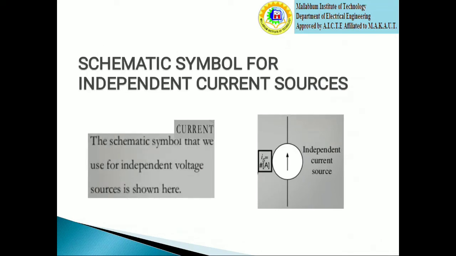This is the schematic symbol for independent current sources. This type of current source only cares about the direction, but the value is independent of any other circuit variables.